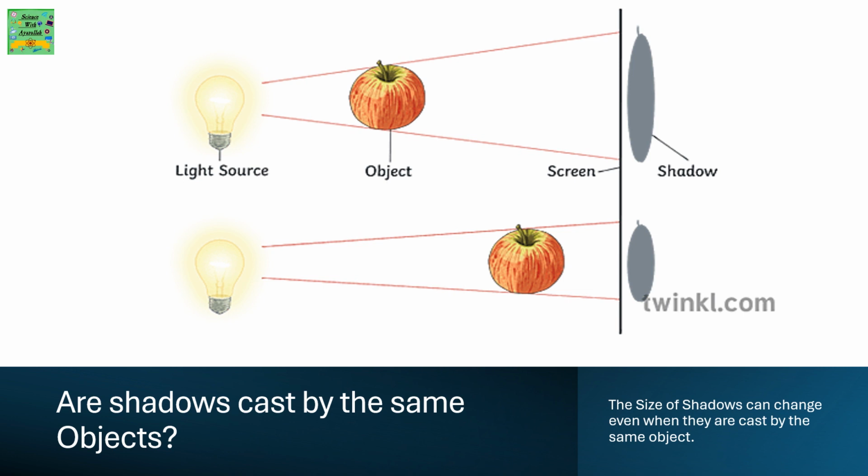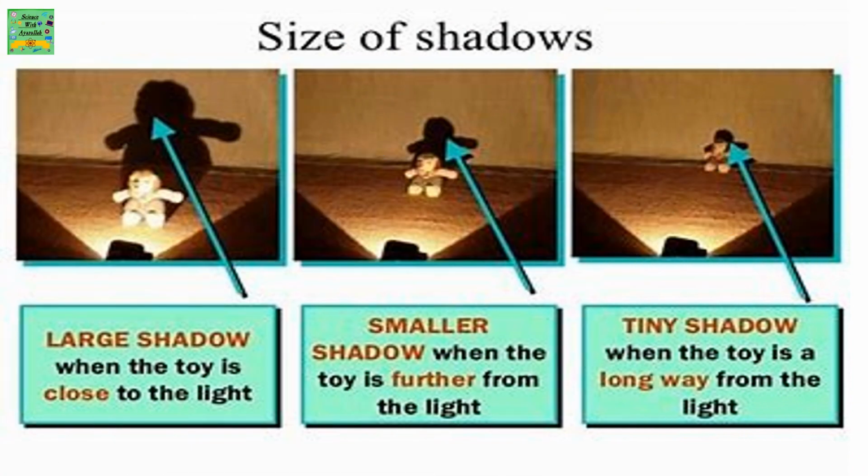Are shadows cast by the same object always the same? The size of shadows can change even when they are cast by the same object. Size of shadows. A large shadow is formed when the toy is close to the light. A smaller shadow is formed when the toy is further away from the light. A tiny shadow is formed when the toy is kept a long way from the light.